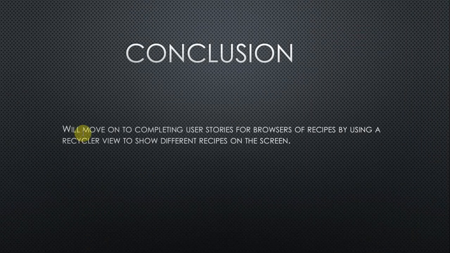Okay, so in conclusion, since we've got all the creation of the recipe and the creation of accounts done, we'll move on to showing the recipes to the browser and then allowing the browser to click on recipes and see their line items and directions, and then also search by specific creator and also by type of recipe like breakfast, lunch, or dinner. That's it.